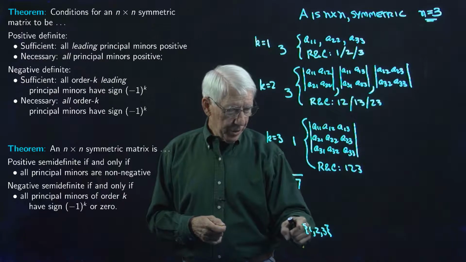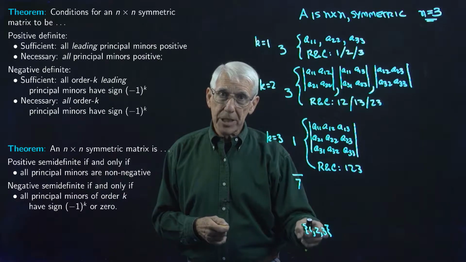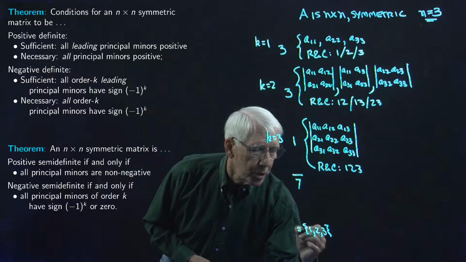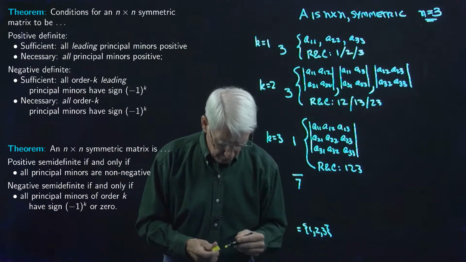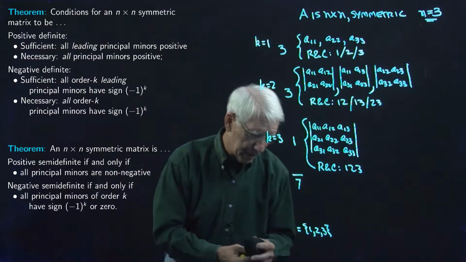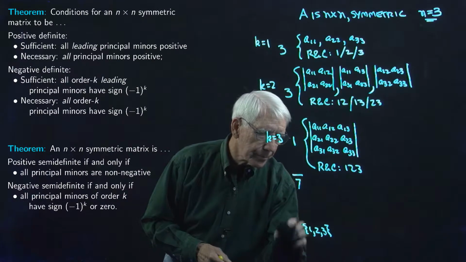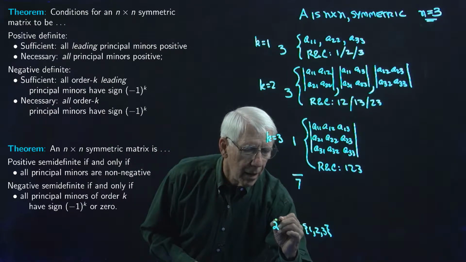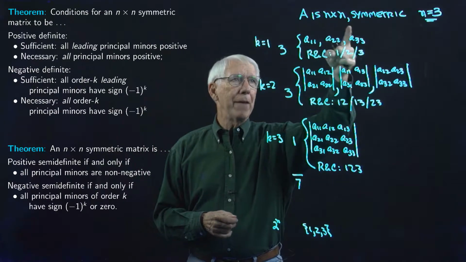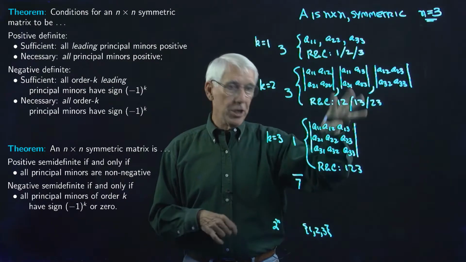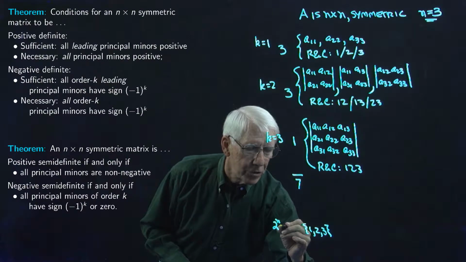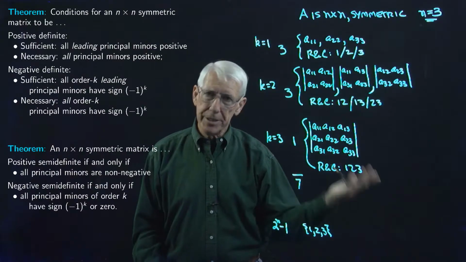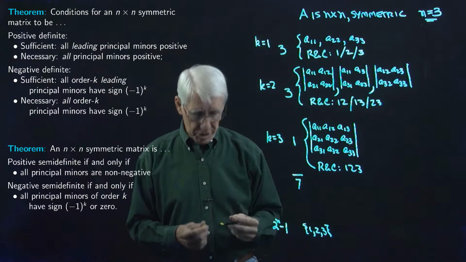And of course, the total number of subsets of a 3-element set is 2 to the third, or in general, 2 to the n. Well, I don't want to write equals there because this isn't an equality, but for the set of all subsets, there are 2 to the n. But of course, we don't have any principal minor corresponding to no rows and columns, so I have 2 to the n minus 1. When n is 3, that's 8 minus 1, which is 7. So there are 7 principal minors.